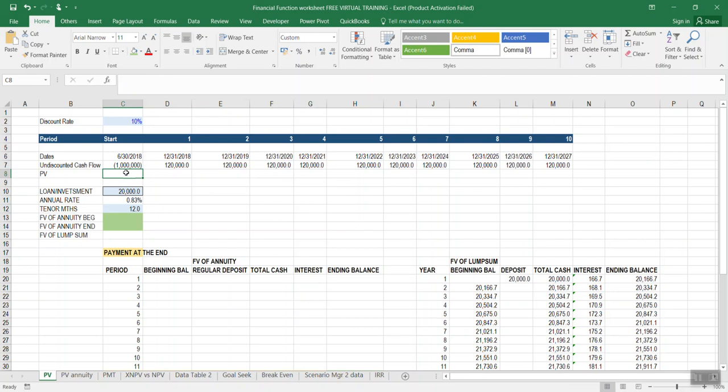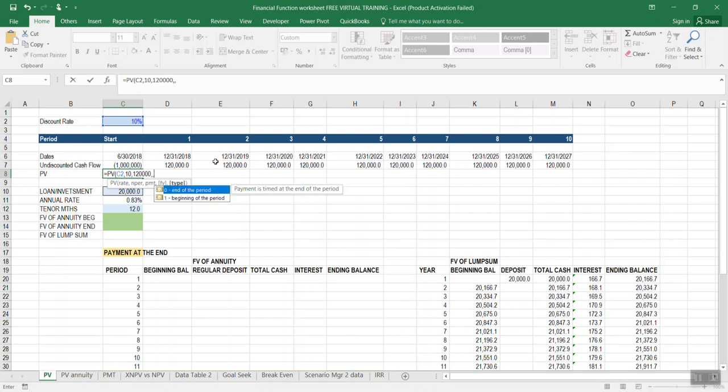For me to calculate the present value of this annuity, what is the annuity here? It is 120,000 naira to be received over a period of 10 years. The present value of this sum will be equals to PV. What is the rate? Interest rate 10%. What is the number of periods? 10 years. What is the amount that I am expected to receive or pay? 120,000. And the future value? I don't need this argument here. The payment type: is this payment going to be made at the end of the period or at the beginning of the period?